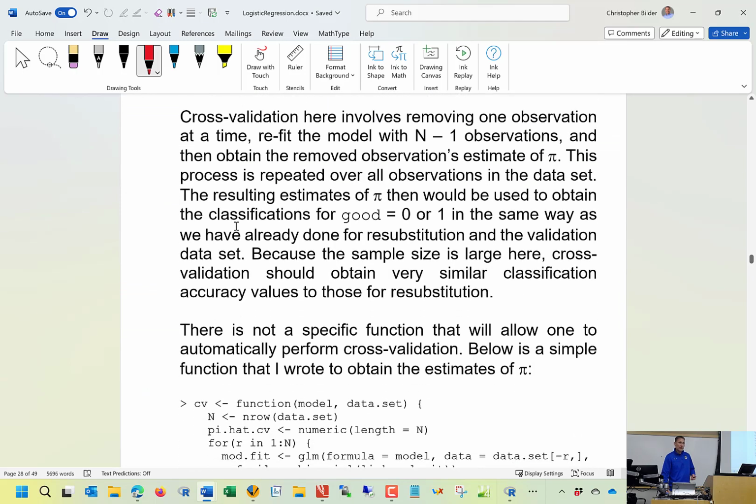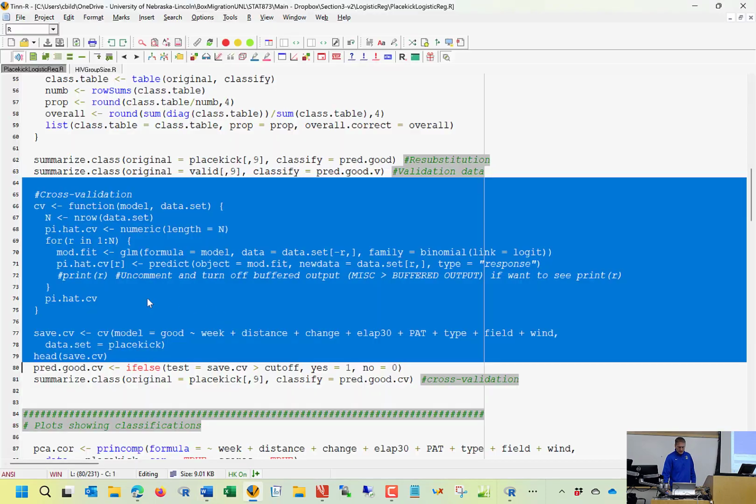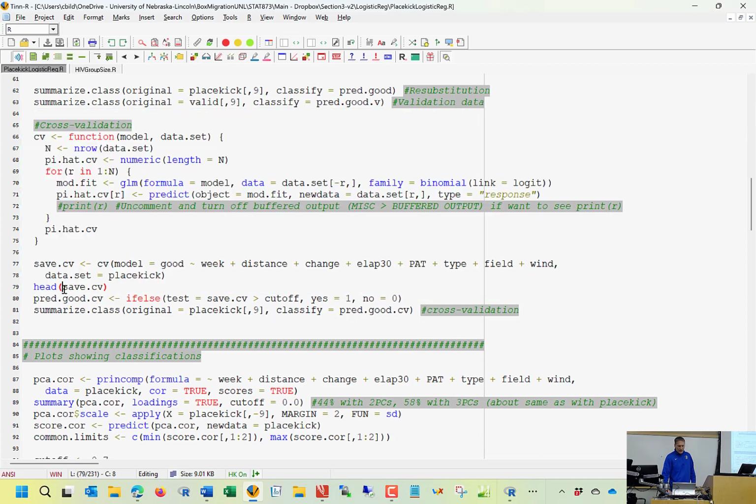But if you don't have a large sample size, you might also not be able to split your data to do a holdout data set. And so this is where this kind of a function can be very helpful to do cross-validation.